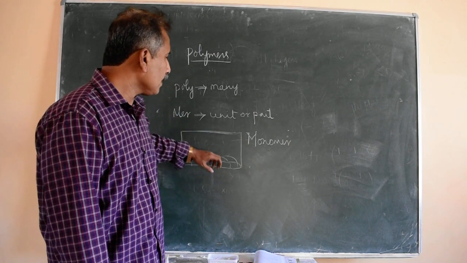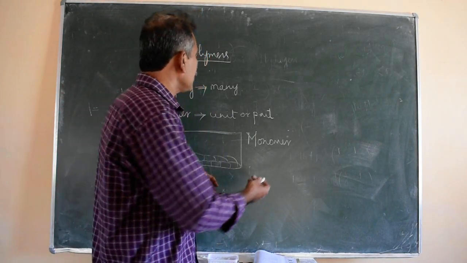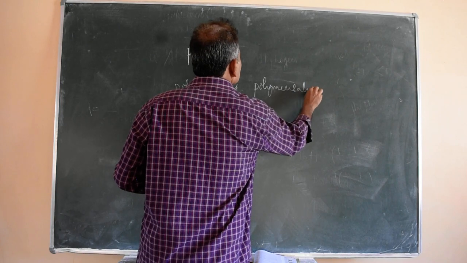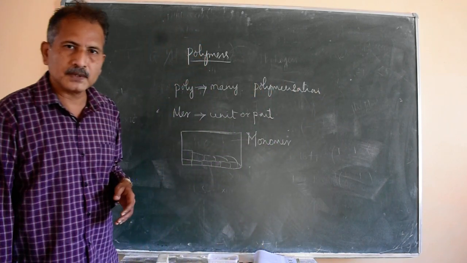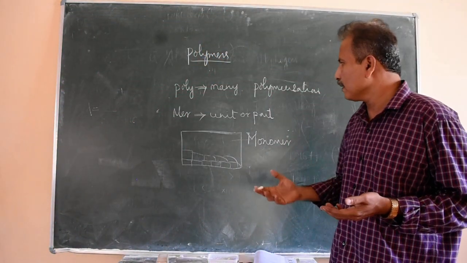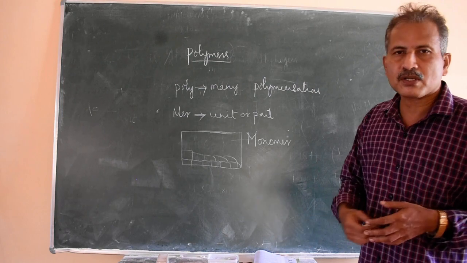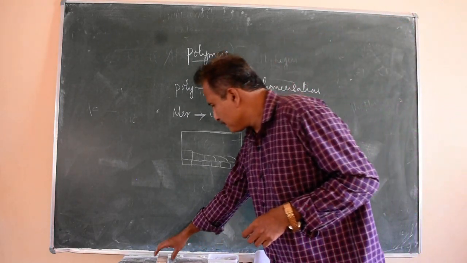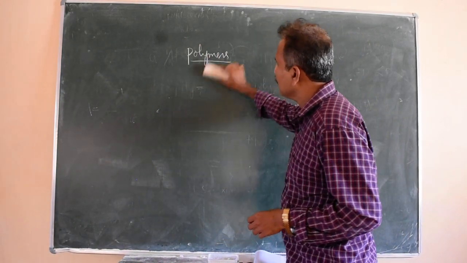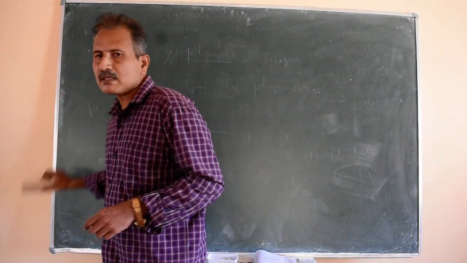Right. Therefore, the process of getting a polymer from a monomer is called polymerization. Okay, so a polymer is defined as something that is created by repeating the structural unit, the monomer. The process is called polymerization. Fine. Now, after knowing the definition or the meaning of a polymer, let's go into the classification of polymers.